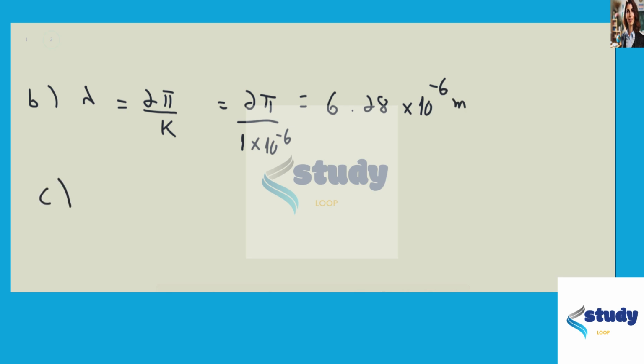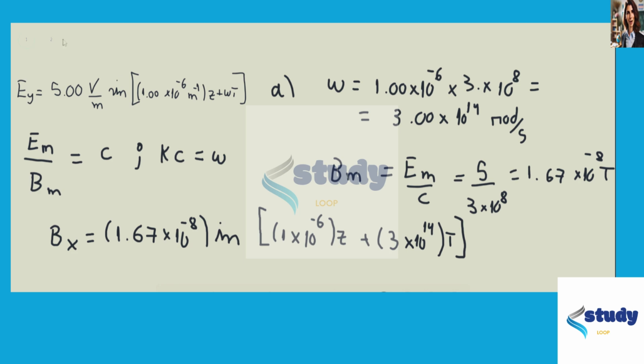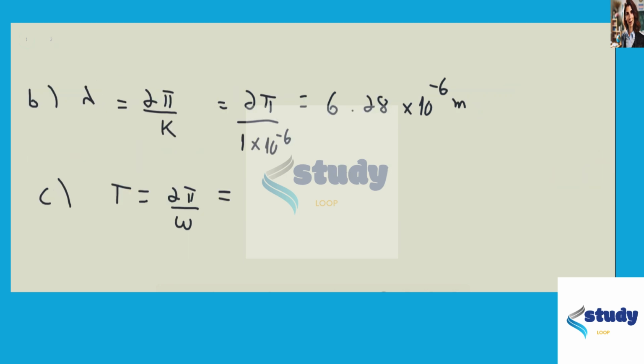They want to know the period. The period is related to the angular frequency, again by a factor of 2 pi. And the angular frequency here is 3 times 10 to the 14. So this is 2 pi divided by 3 times 10 to the 14. And this gives us 2.09 times 10 to the minus 14 seconds.